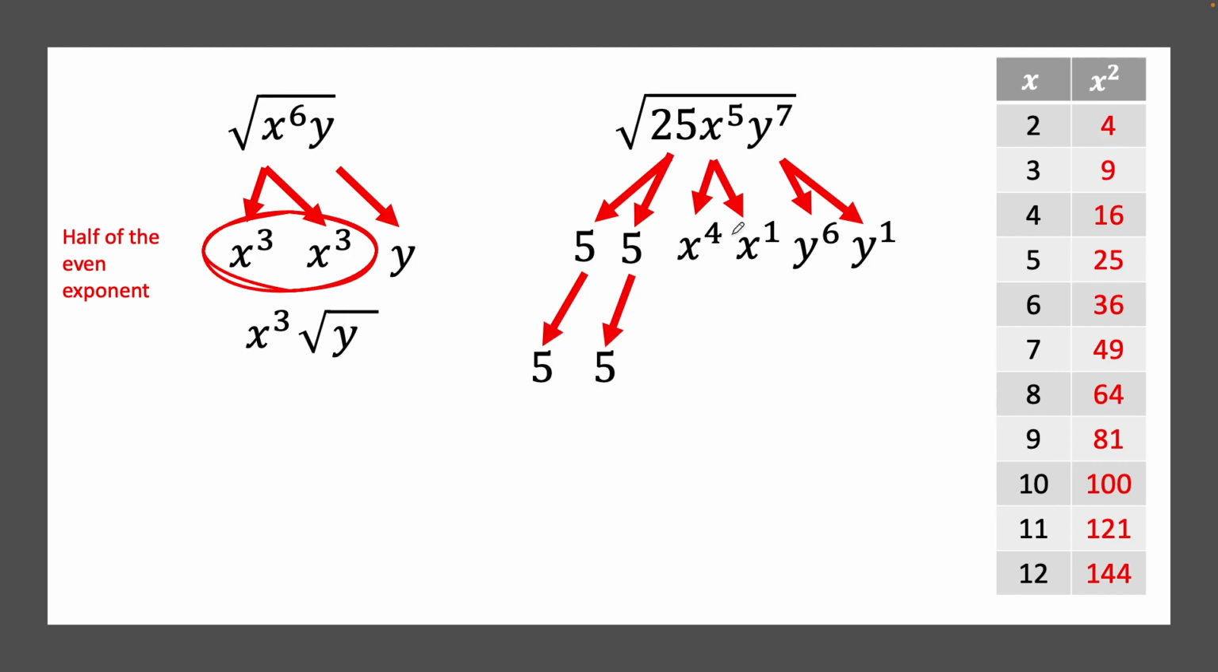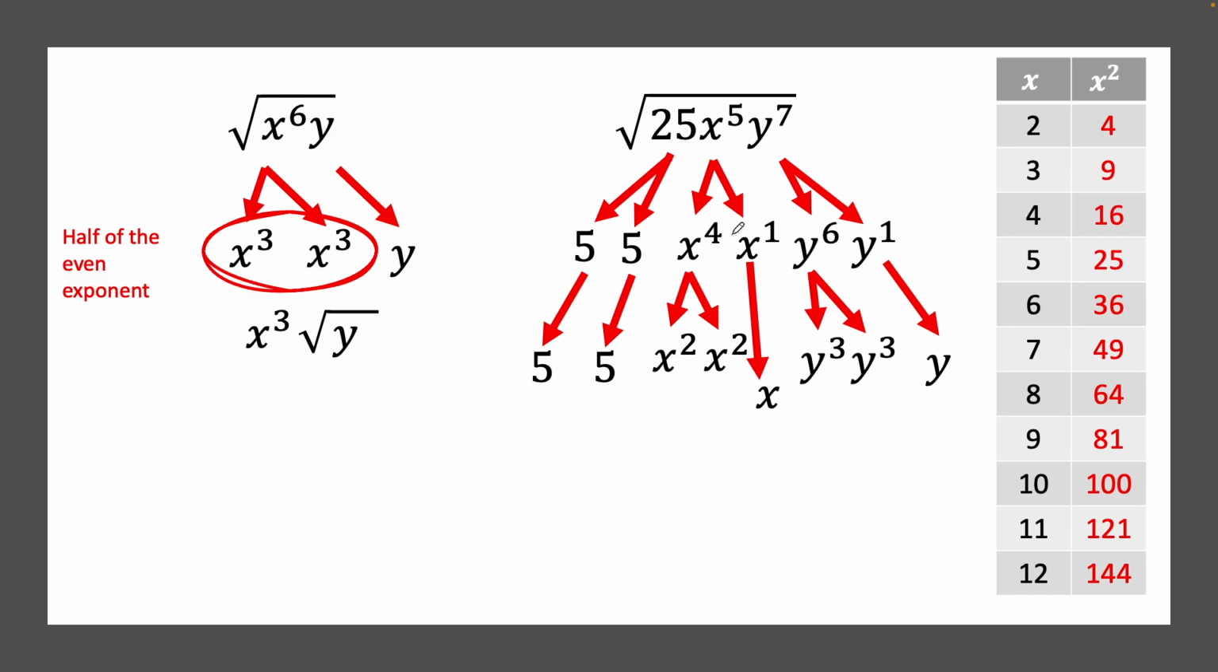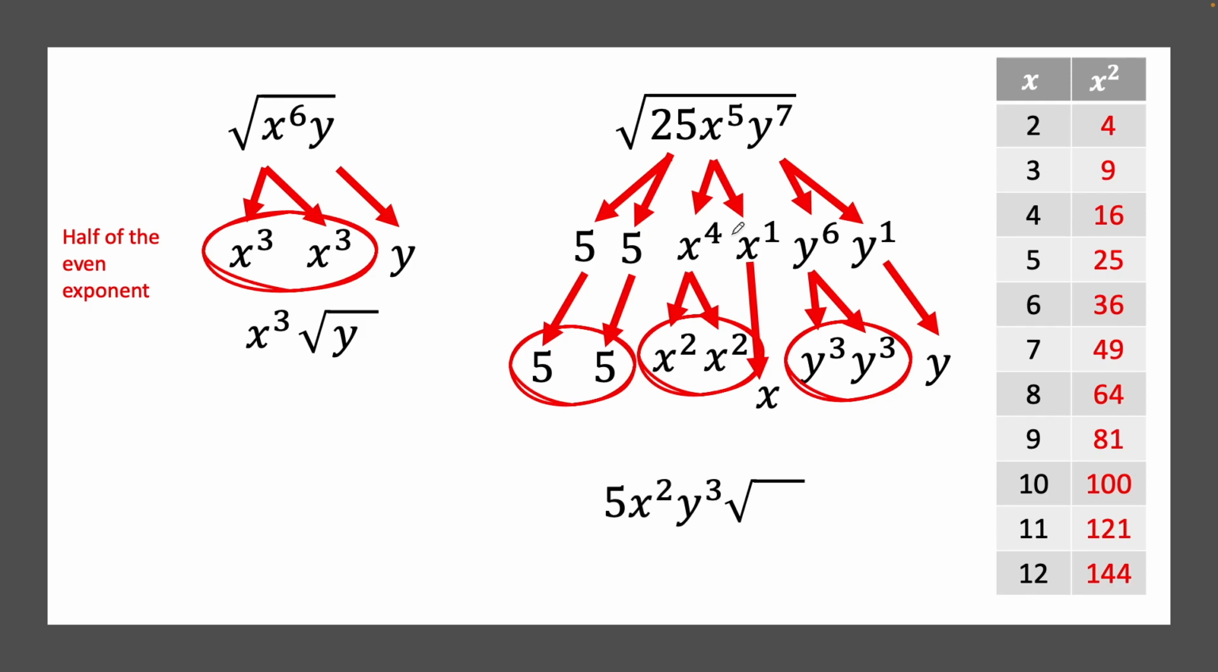All right, so let's keep the 5s. Those are prime numbers, and it's a pair. The x to the 4th, I can break into x squared times x squared. X to the 1, he's just got to stay there. Y to the 6th becomes two y to the 3rds, and y to the 1 is just stuck. So it's getting kind of crowded here. But let's see what we've got. We've got a pair of 5s, pair of x squareds, pair of y cubed. So we'll put one of those on the outside, and then the little x and y, they're stuck inside.